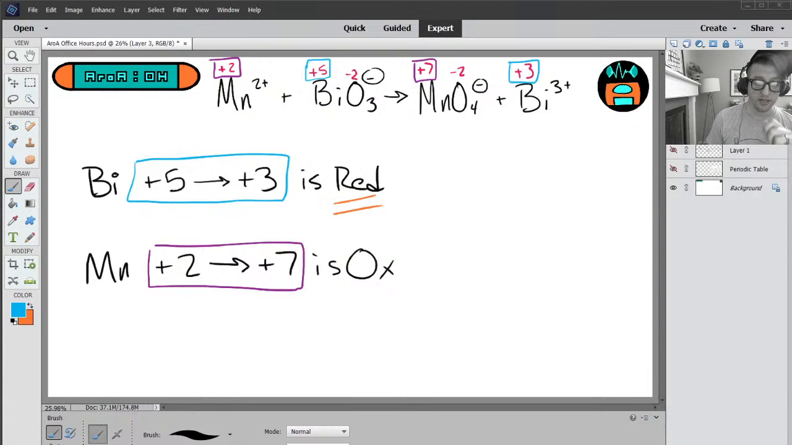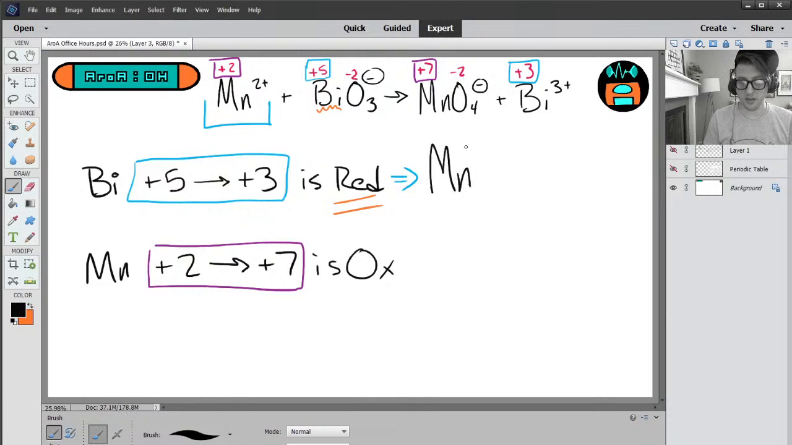But the question remains, what does bismuth react with that causes the reduction? And the answer is manganese 2 is the reactant that reacts with bismuth to cause the reduction. So Mn2+ is the reducing agent.